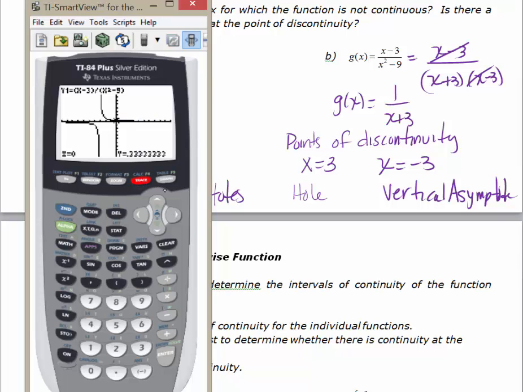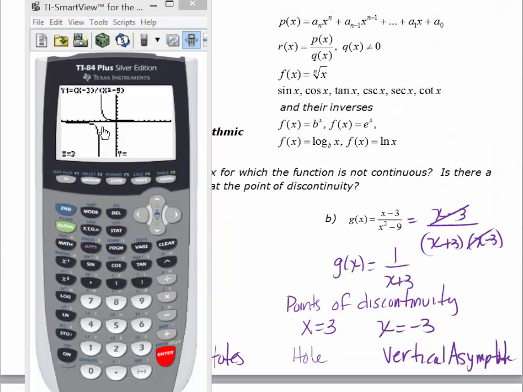And if I trace on the value x equals 3 and hit enter, oops, go back, sorry about that. If I trace on 3, I hit the plus by mistake, and I hit enter, notice that there's no y value. So what's happening here, the calculator doesn't always pick this up. It won't show the hole, but you know it's there. So at x equals 3, there is a little hole that we're not picking up here.